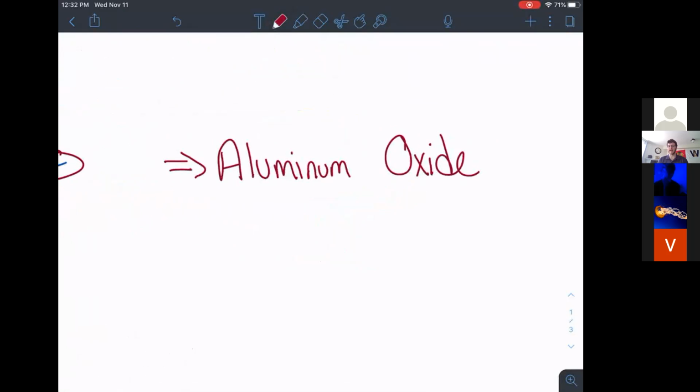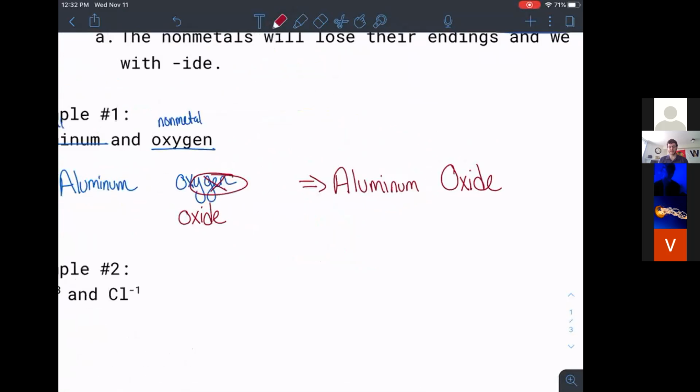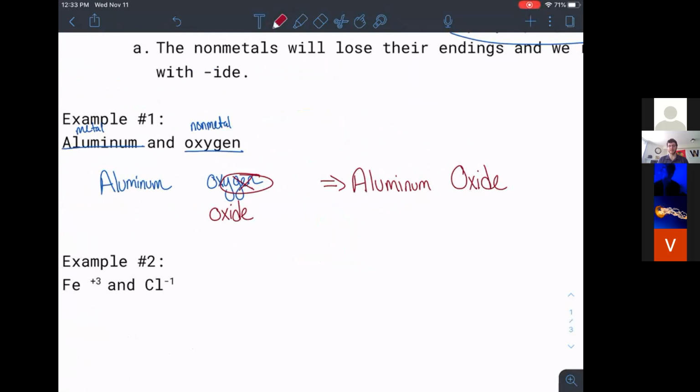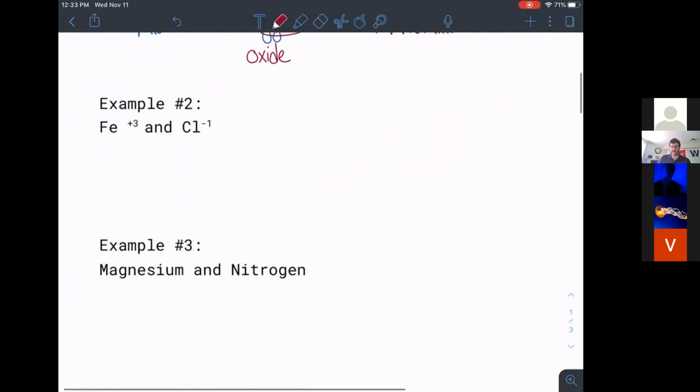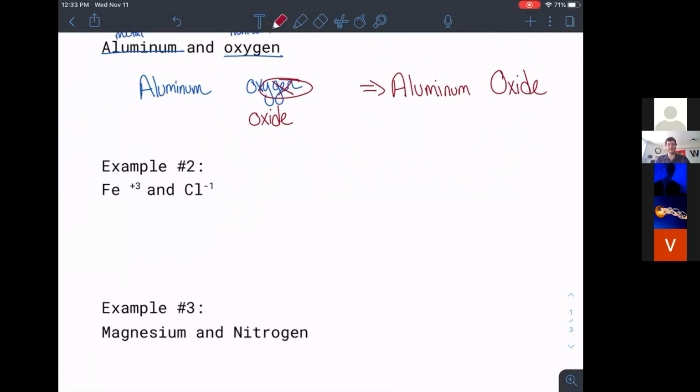Are there any questions on that? We're going to do a couple more together, and then I'm going to let you do a couple on your own. All right, so now we have our next one. It's Fe with a +3 charge and Cl with a -1 charge. So let's look for Fe. What element is Fe? Iron, perfect.